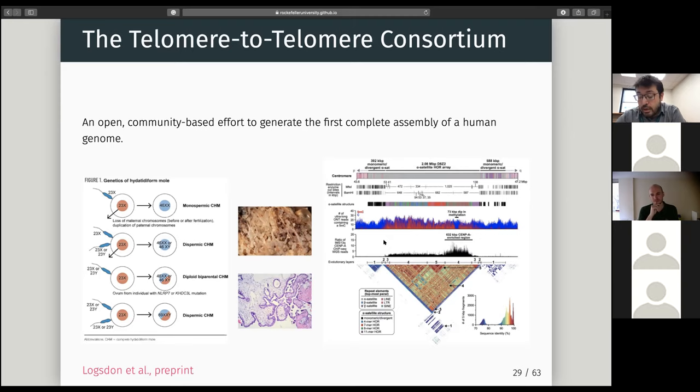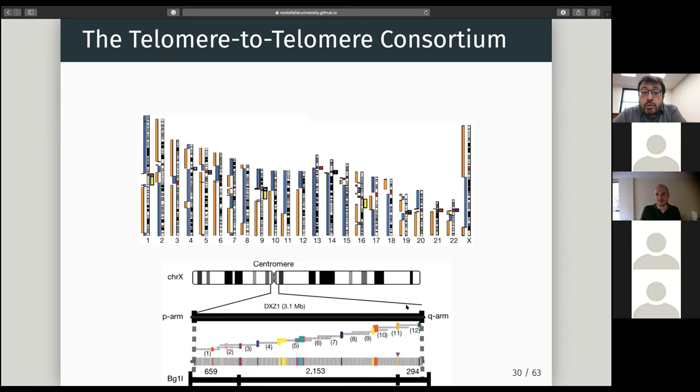More chromosomes have to be done, and diploid cell lines will have to be done. But this is a major advancement in genomics, because the human genome is not done, is not finished, and this is something that the telomere to telomere consortium, or T2T, aimed to resolve. So here on top, you see that's a human genome. And it's more common on the previous slide.